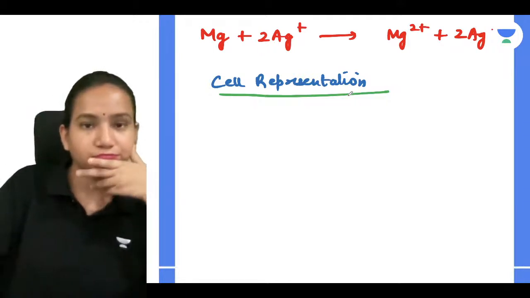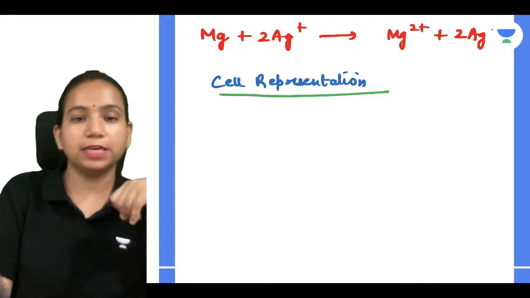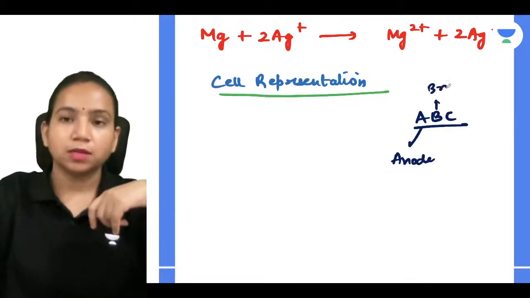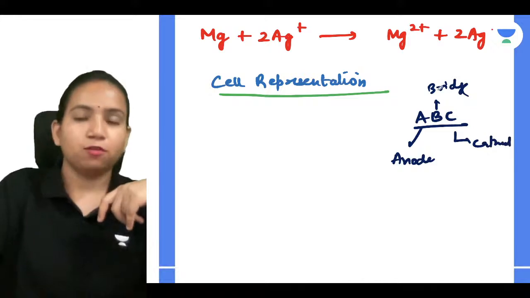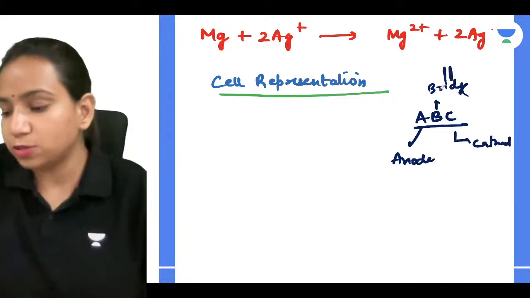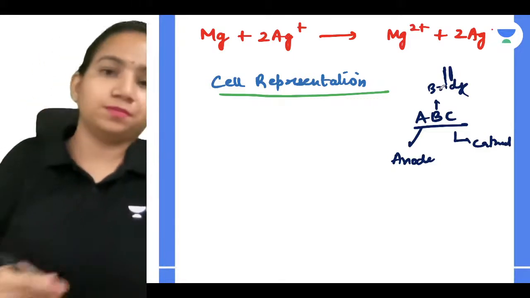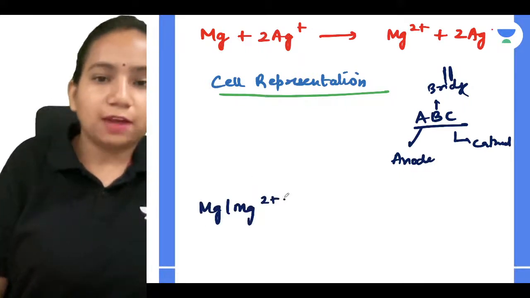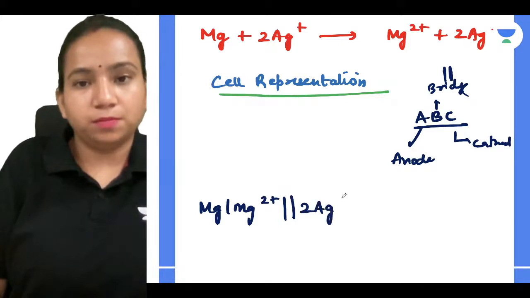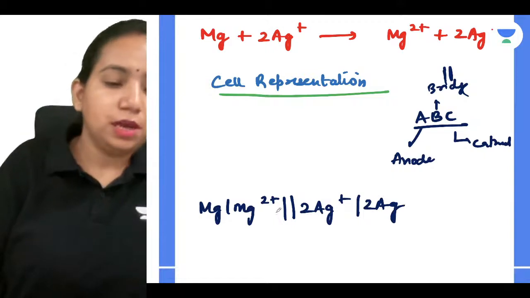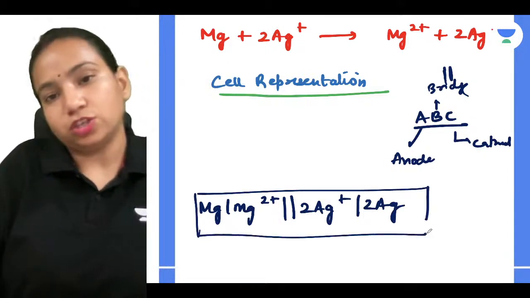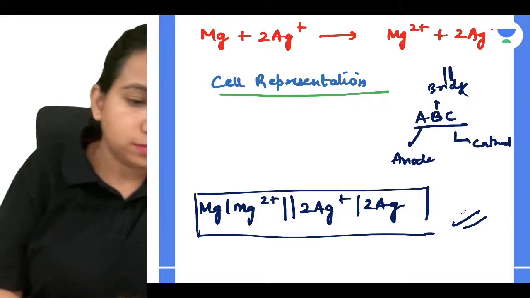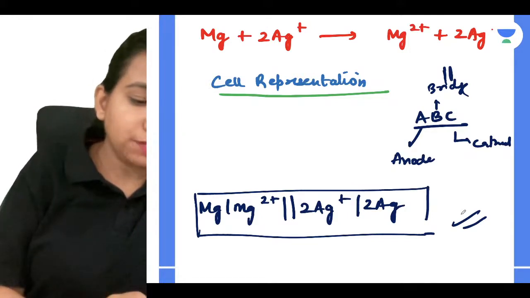Tell me, guys. So again, I'm reminding you the trick, which is ABC: anode, bridge, cathode. For the bridge, we mention a double slash, or 2 parallel lines. So the anode is Mg, Mg2+, so I will mention Mg slash Mg2+. Then the double slash, then 2Ag+ slash 2Ag, which is the cell representation of the given reaction. Clear with it, everyone? Everyone understood?